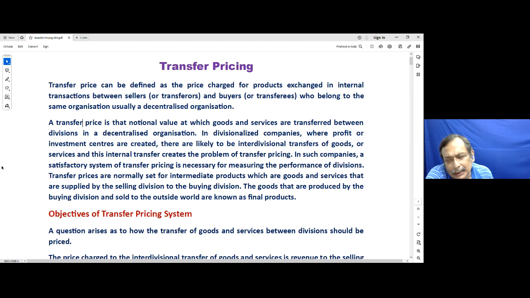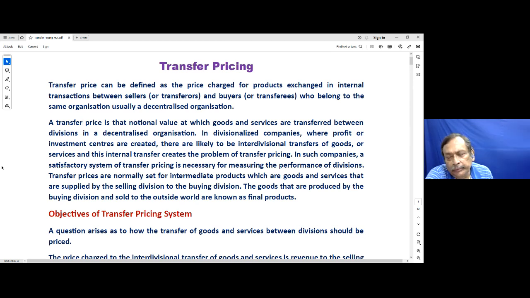Although there are certain transfer pricing mechanisms which are applicable in practical life, setting a transfer price which will increase the transferor division's profit, that will also increase the transferee division's profit, and that will also increase the company's profit as a whole, that is called overall goal congruence. That is the primary objective of transfer pricing.